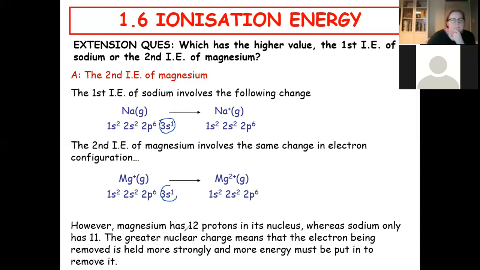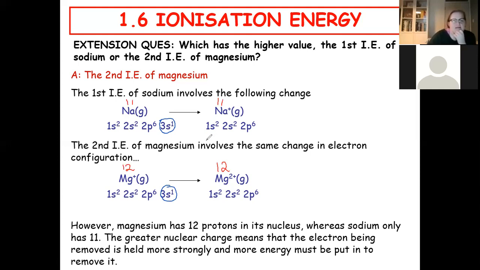So you might think, well, why then? Why don't they have the same ionisation energy? That is because magnesium is already an ion. So magnesium obviously starts off with 12 protons. Sodium has 11 protons. Sodium plus has 11 protons. So in the red, I'm writing the proton number.